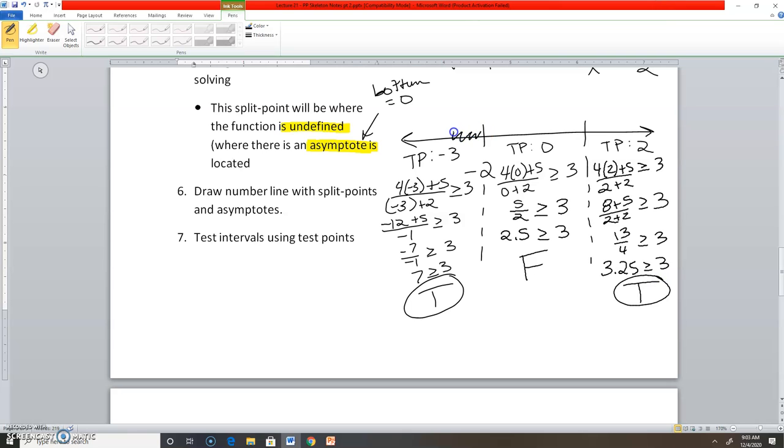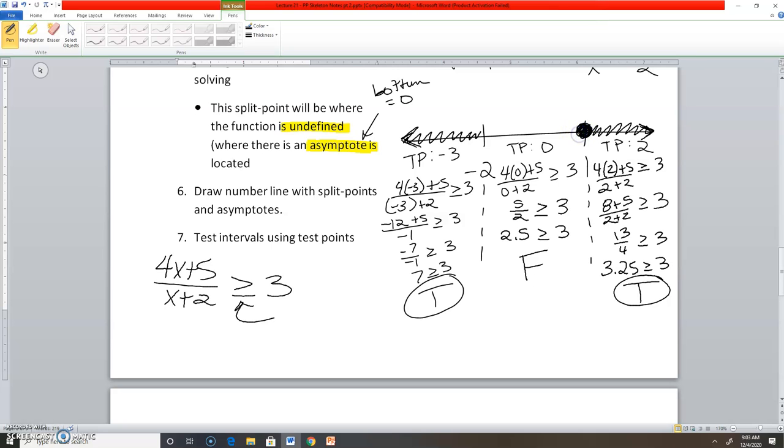Remember, we shade over our true sections. So it looks like we're going to have an or statement again. Now this time is going to be a little bit different, because if we look at what we have here, 4x plus 5 over x plus 2 is greater than or equal to 3. Greater than or equal to. Okay? So we are going to have a closed circle over 1.